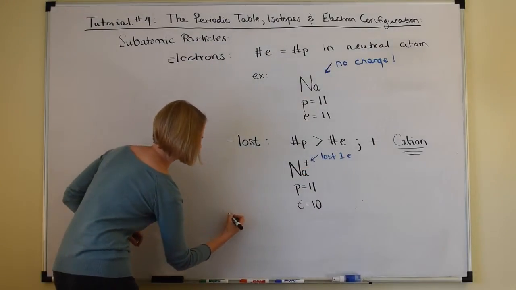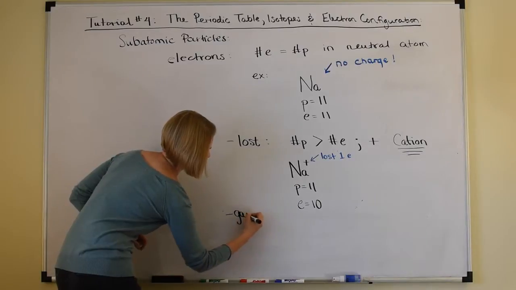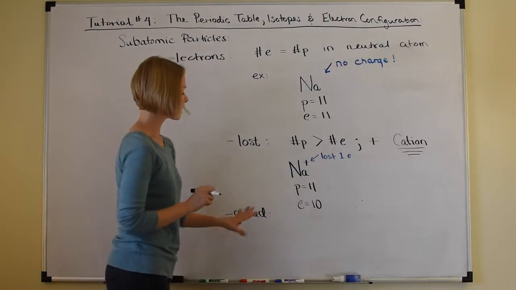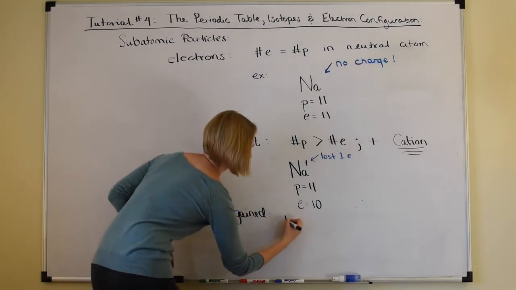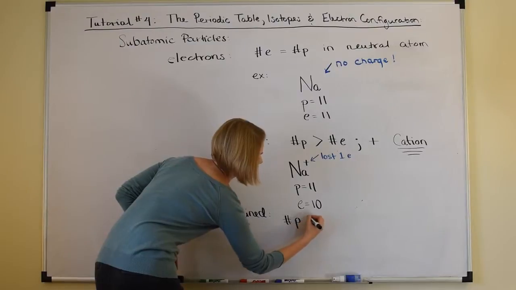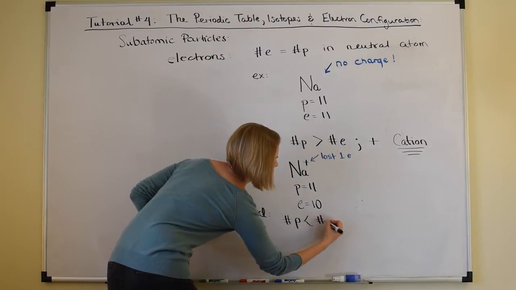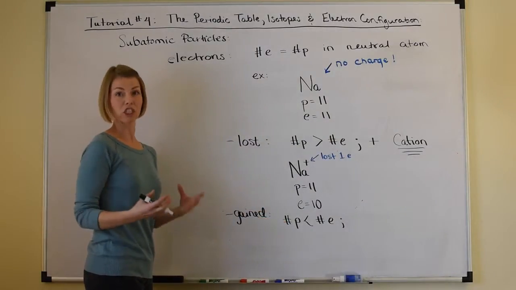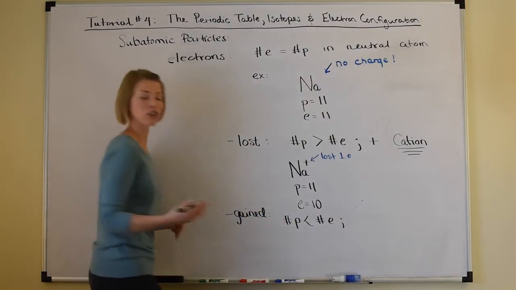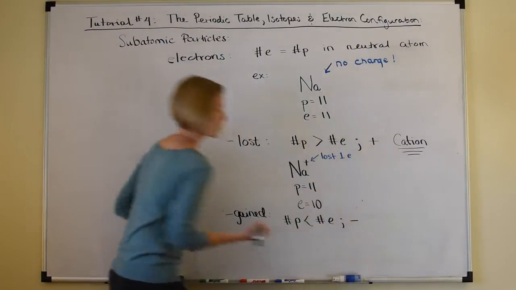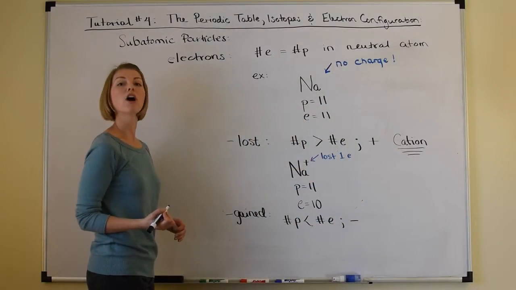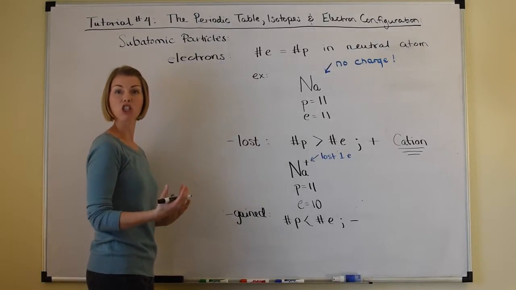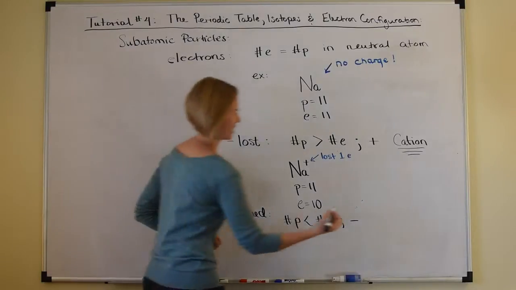All right, last but not least, electrons can be gained by an atom. Okay, so in this case, the number of protons would now be less than the number of electrons. Okay. So if there's more electrons, there's more negatively charged particles, then overall you're going to have a negative charge on that atom. Okay. We call an atom that has gained electrons and obtained a negative charge an anion.